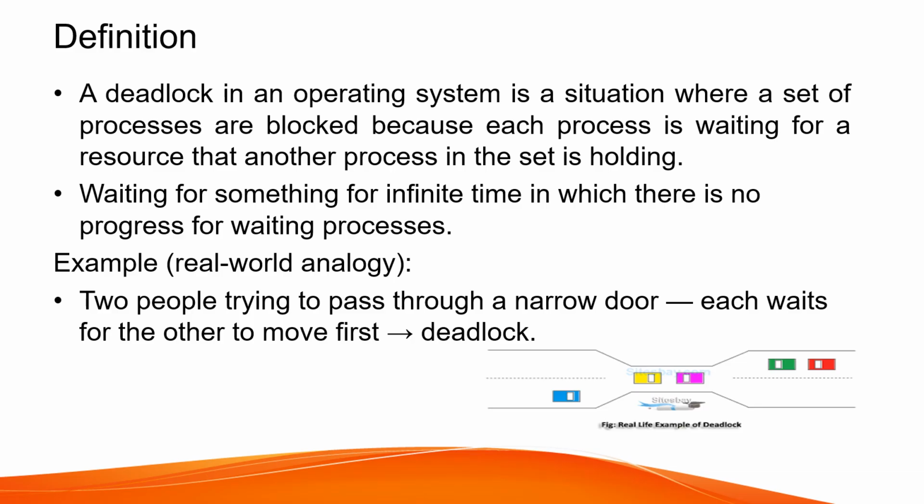You can see an example over here. There is a small area to cross. Two vehicles can't cross at a time. Only one vehicle can cross. So when both the vehicles try to cross over there, during that time the deadlock occurs. So this is what we call deadlock.